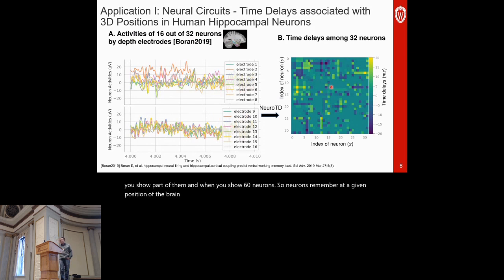On the right, we see a heat map showing the time delay between each pair of the 32 neurons computed by NeuroTD. The intensity of the color indicates the magnitude of time delay, ranging from minus 20 milliseconds to 20 milliseconds.